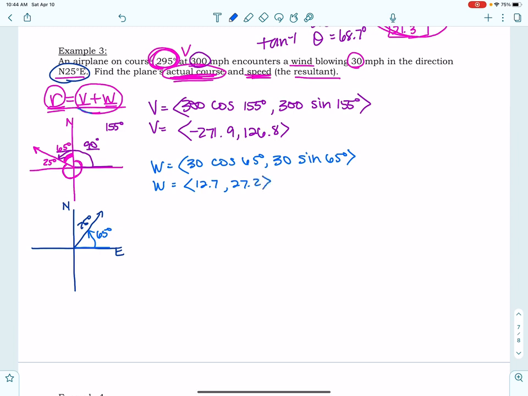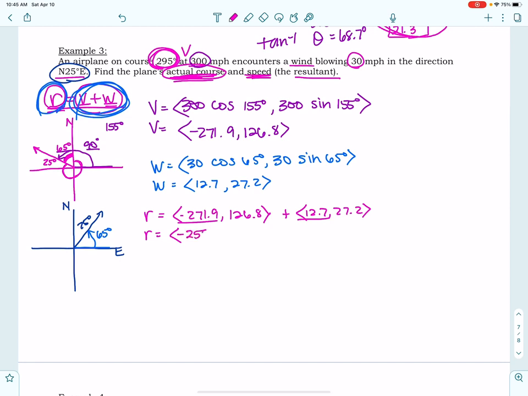Now what I need to do is perform this right here to get my resultant. So R equals V plus W, so that's negative 271.9, 126.8, plus 12.7, 27.2. So again, I'm going to add the horizontal components together. Negative 271.9 plus 12.7 results in negative 259.2. 126.5 plus 27.2 gives me 154. So now I'm going to use this to find the speed and the actual course of the airplane.